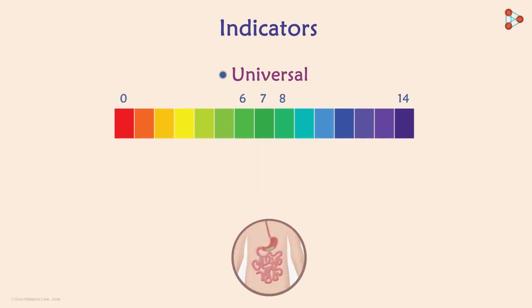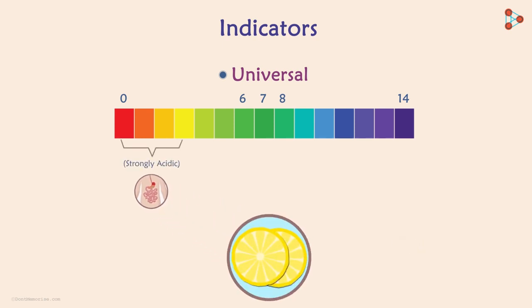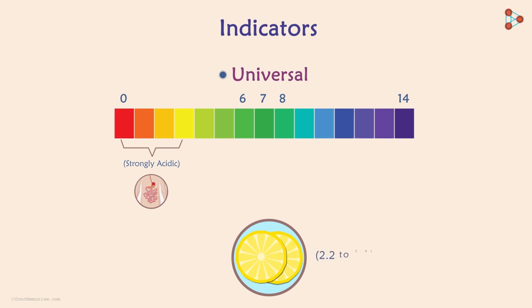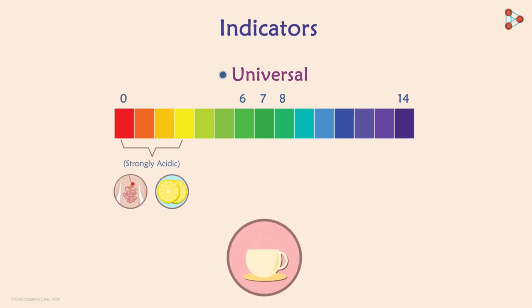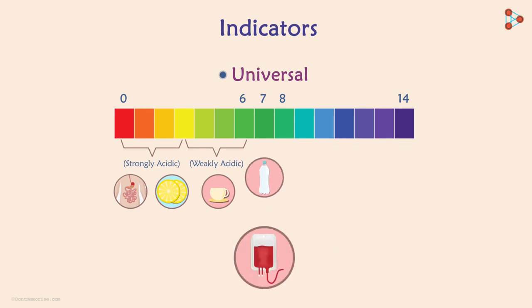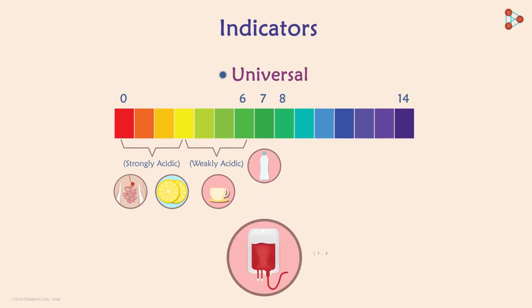Do you know the acid that forms in our stomach? Yes, gastric acid. It has a pH of about 1.2. And that tells us how acidic it is. Lemon juice has a pH of around 2.2 to 2.4. What about coffee? It has pH of about 5. It's weakly acidic. Distilled water has a pH of 7. Totally neutral. And human blood has a pH of about 7.3 to 7.5.